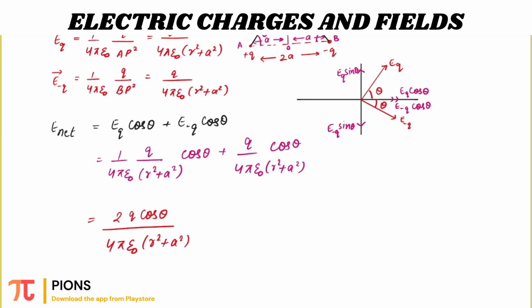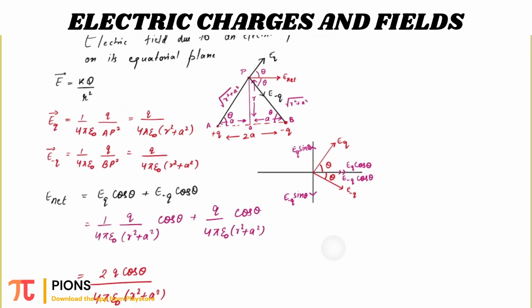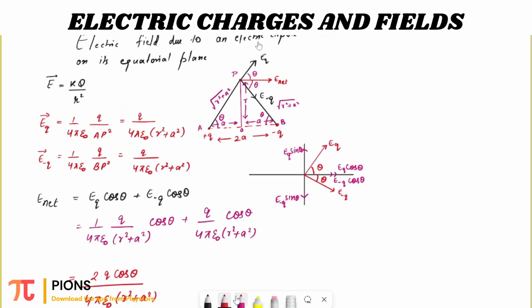Now if you look at our diagram, the first diagram, which is the most important part. For this diagram, our cos theta is nothing but base upon hypotenuse, that we have learnt in class 10th. So which triangle to choose? Any triangle. AOP you can choose or BOP you can choose, doesn't make any difference.